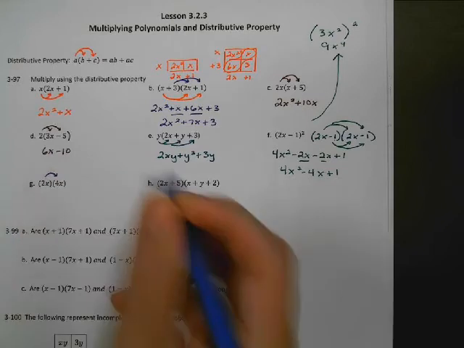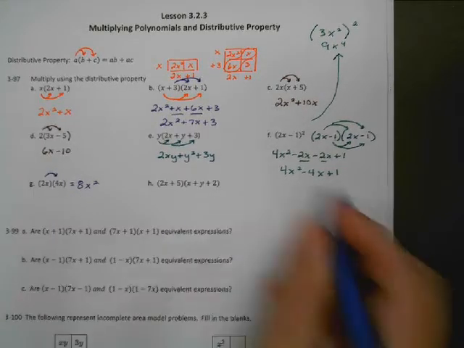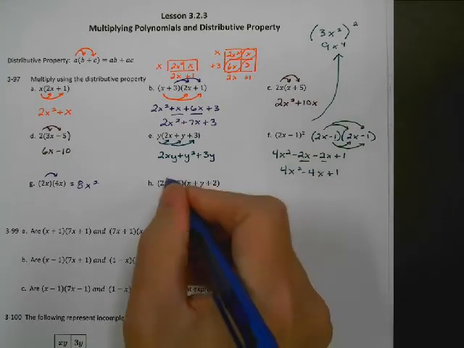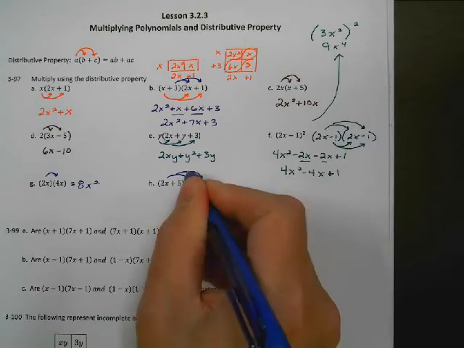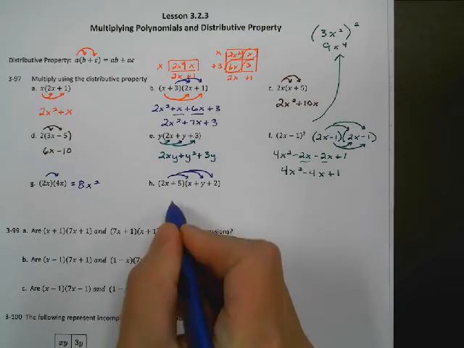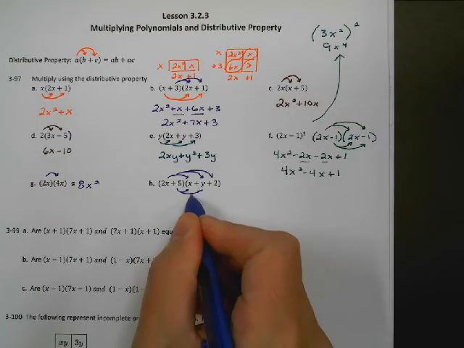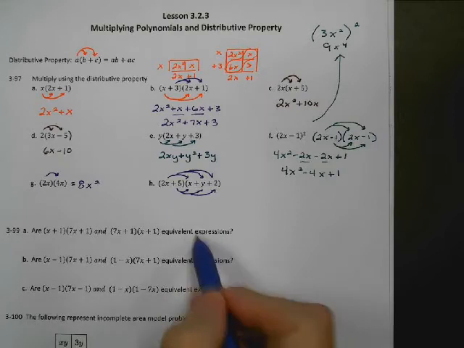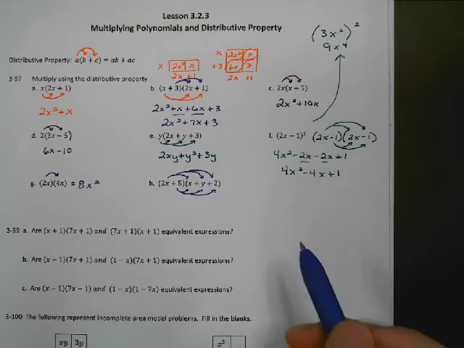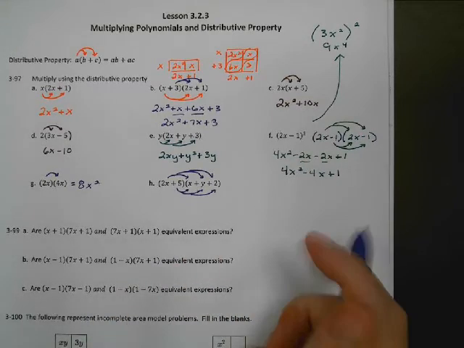2x times 4x. Oh, there's only one multiplication here. That'd be 8x squared. This one, this is a little crazy. 2x has to be multiplied by x, 2x has to be multiplied by y, and 2x has to be multiplied by 2. 5 has to be multiplied by x, 5 has to be multiplied by y, and 5 needs to be multiplied by 2. So there's 6 different multiplications. And if you would have set up the area model, you would have had 6 little boxes, right? So the area model really just helps us keep track of everything.